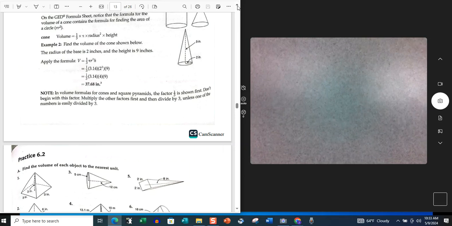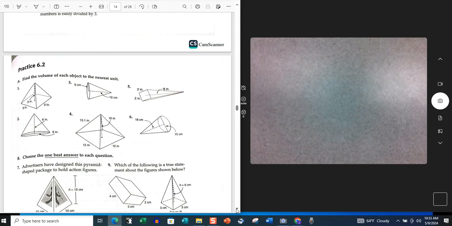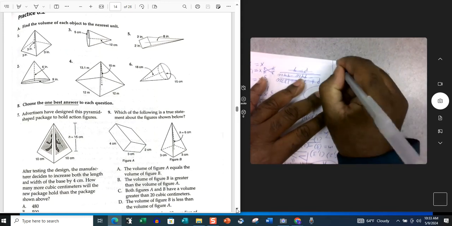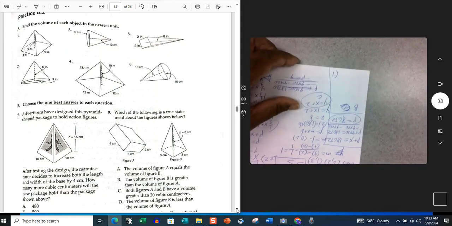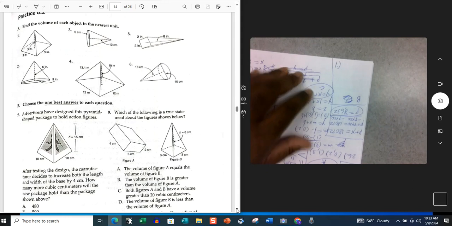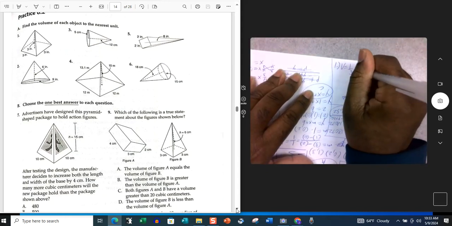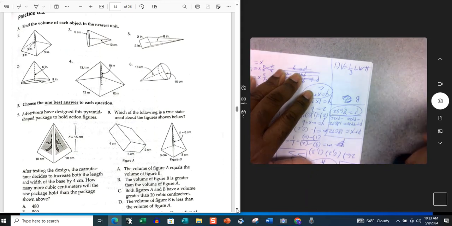So now we're going to go through and do these problems here. Let's start with problem number 1. We have the volume of a pyramid. So we know the volume of a pyramid is 1/3 times length times width times height.